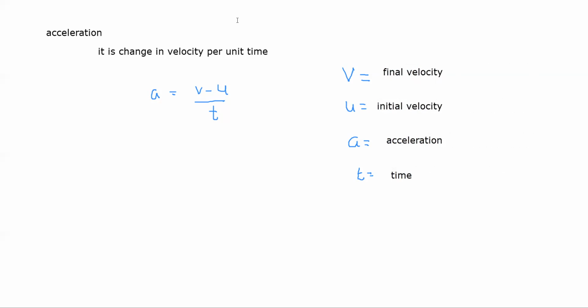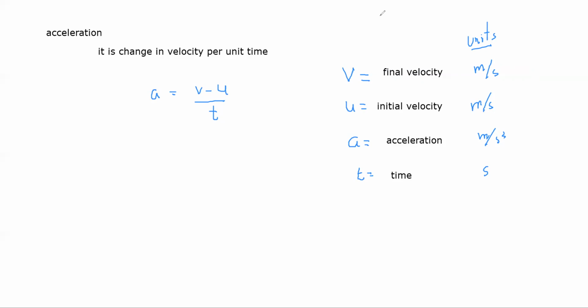The SI, the standard unit of speed is meter per second. The standard unit for speed or velocity is the same, meter per second. Acceleration is meter per second square, and time is second. So you can identify the quantity from the units as well.